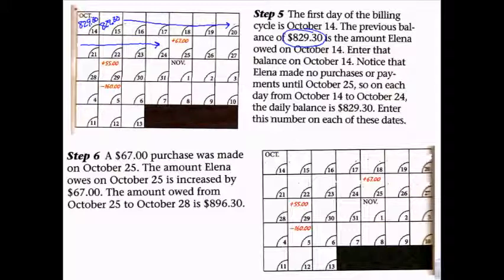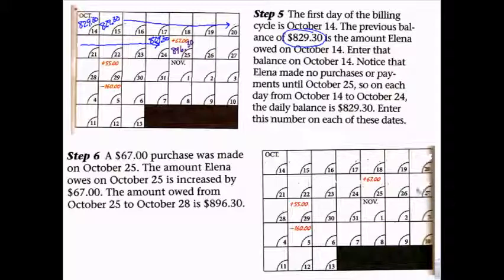And then once you hit the plus or minus, your balance is going to change. So it's $829.30 between here and here. Once we've hit this 67, we carry the previous balance until we hit a transaction. Then we add in the transaction. So I'm going to take that $829.30 and add 67 to it, and it becomes $896.30.